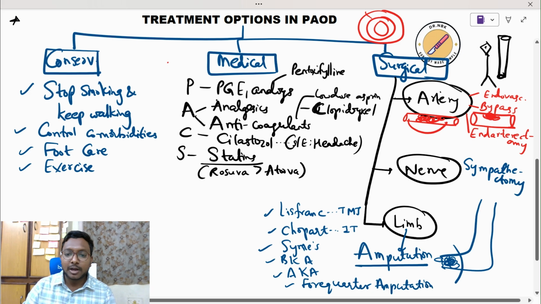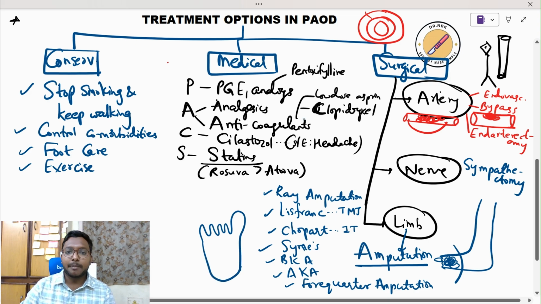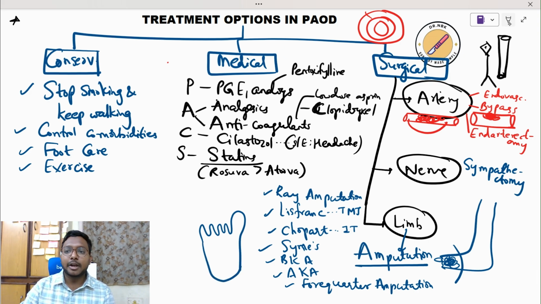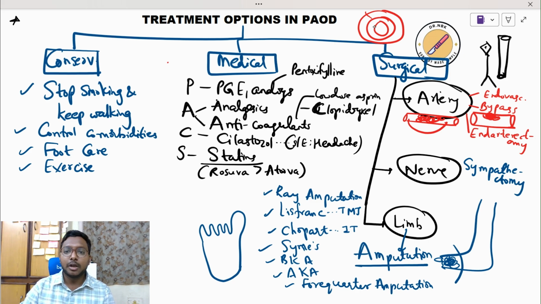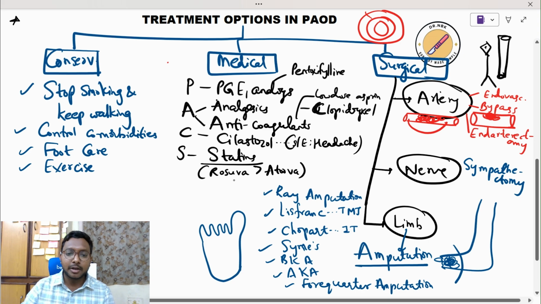Also, at the level of foot, let's say for example, the patient has come to you with only one toe gangrene, then you will go for something called ray amputation, where you are removing only that single toe. So let's say for example, the patient has got like this. This is the foot, and the patient presented with the gangrene of only great toe. Then obviously we'll go for only removal of that particular gangrenous toe.